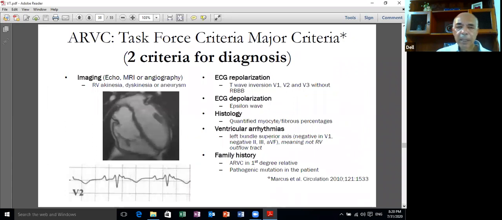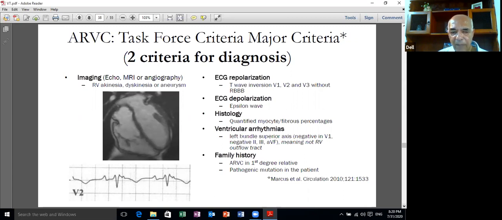Now, the Hopkins criteria establishes the presence of major and minor criteria. You don't need to remember these, but remember only that the major criteria revolves around imaging criteria, which concentrates on right ventricular outflow tract dilatation, dyskinesia, and aneurysm formation, and electrical criteria in the form of T-wave inversion in the right precordial leads, with or without right bundle branch block pattern.